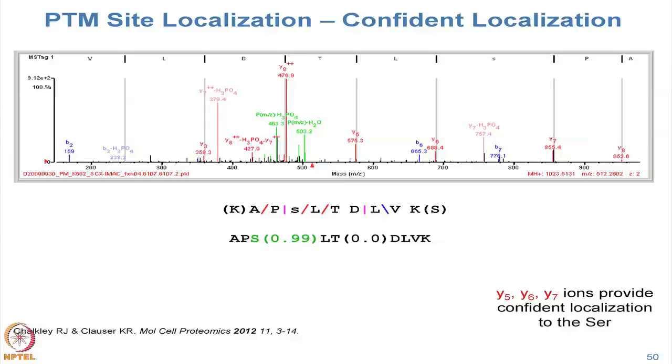Here are the spectra that give you the cases I just described. Here is a spectrum where we can confidently put the phosphate on the serine. These ions in the spectrum, Y5, 6, and 7, are separated by the right masses.